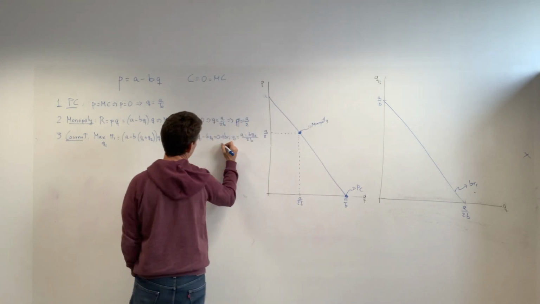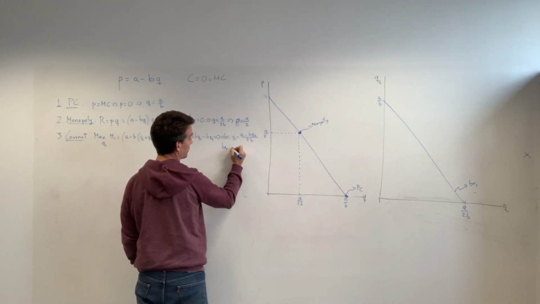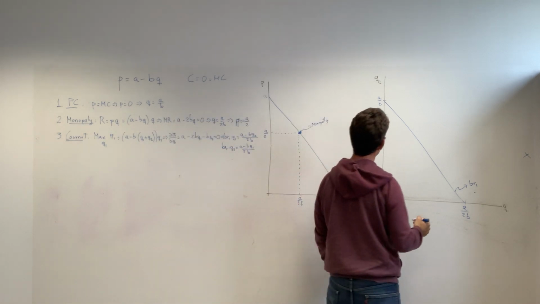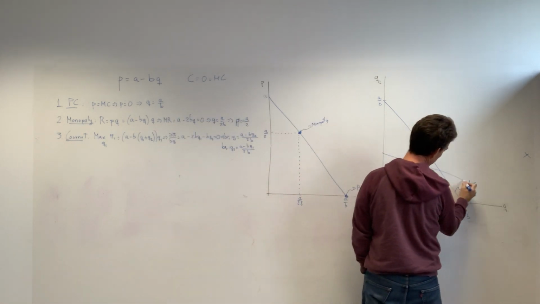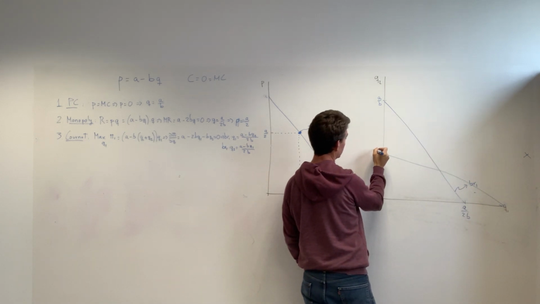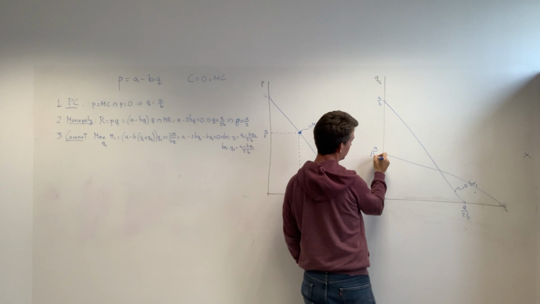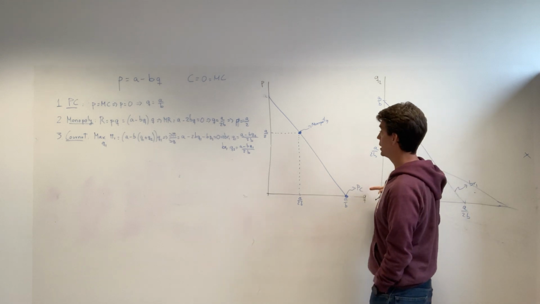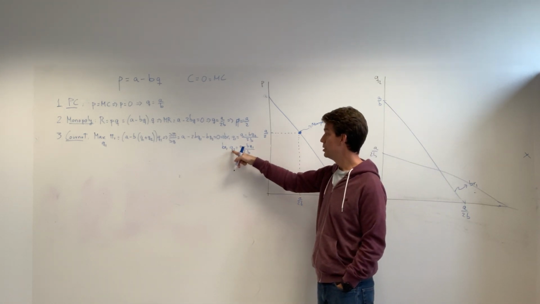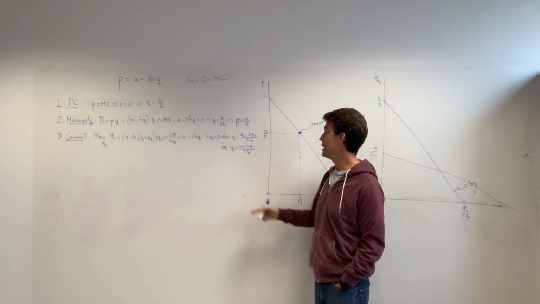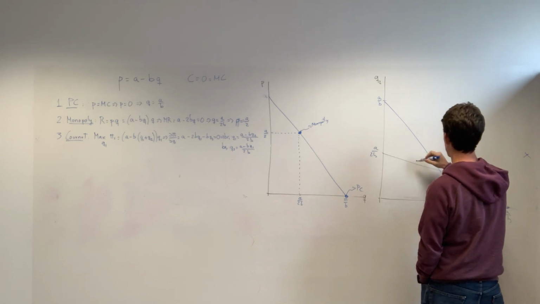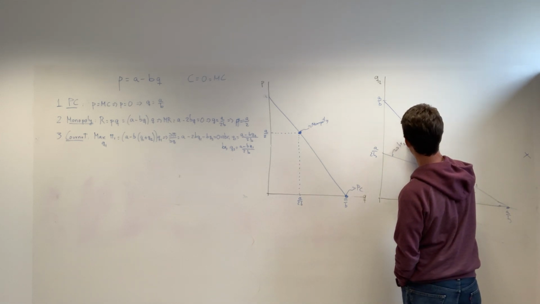Of course, because everything is symmetric, the best response function of firm number 2 is analogous, A minus B Q1 divided by 2B, right? So we can draw that in a graph, where this is going to be A divided by 2B, and if Q2 is 0, Q1 is going to be A divided by B. So this point is A divided by B.